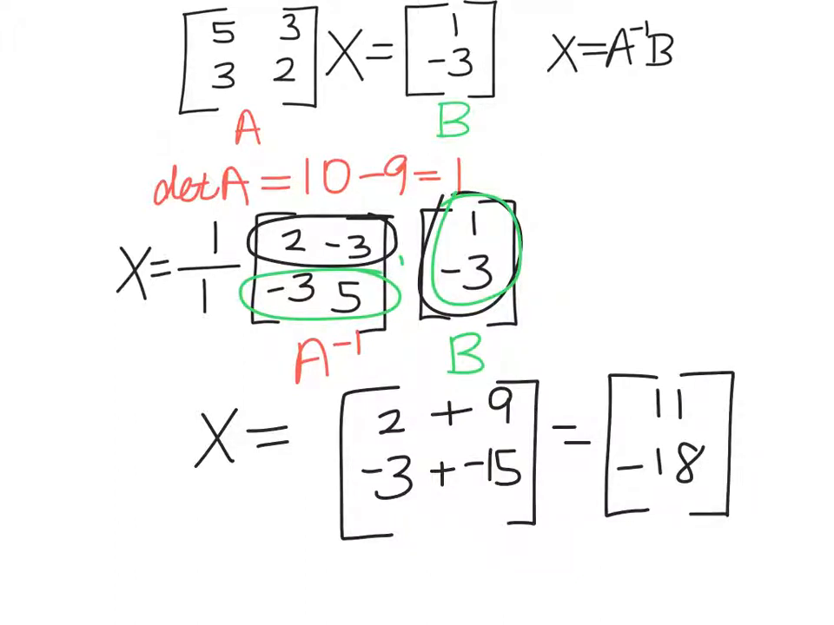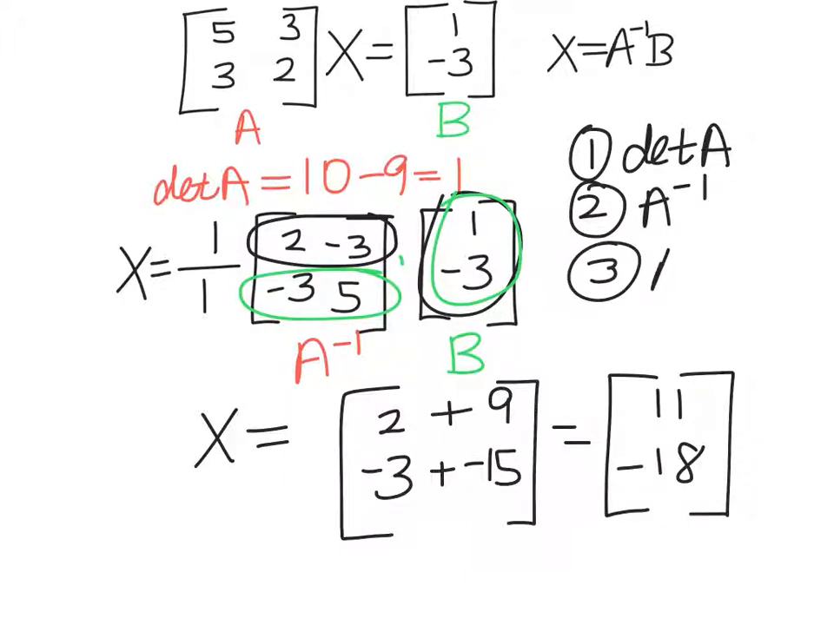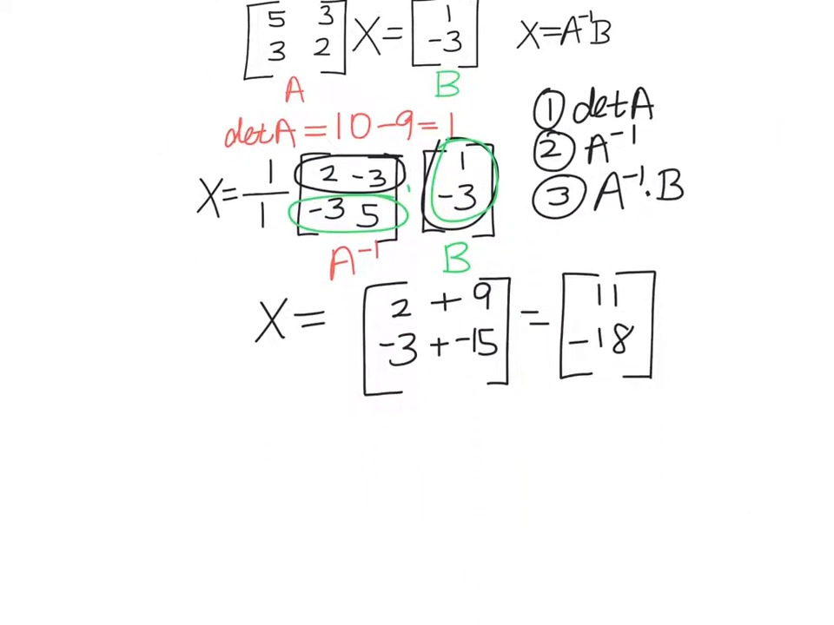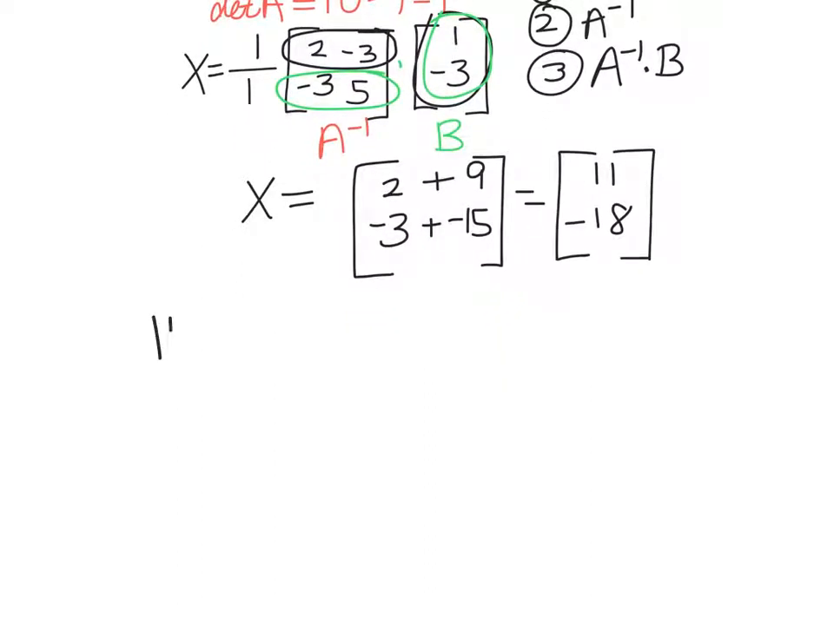Okay? So 3 steps. Did you see all 3 steps? Step 1, find the determinant of A. Step 2, find A inverse. Step 3, do A inverse times B. And you're done. All right, let's do one that involves a fraction because those get a little tricky.